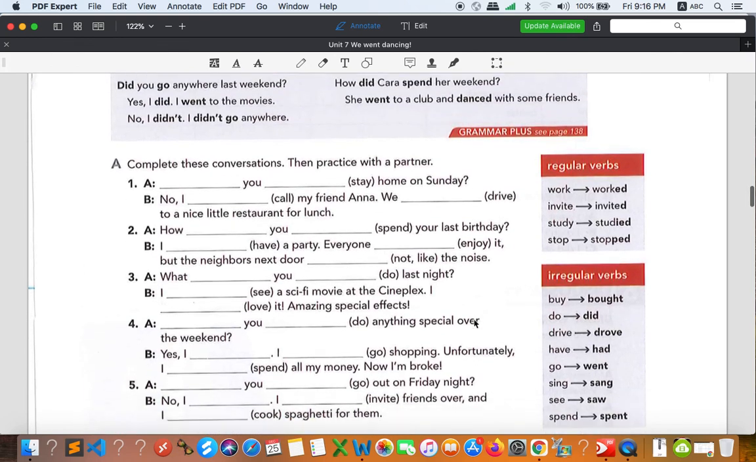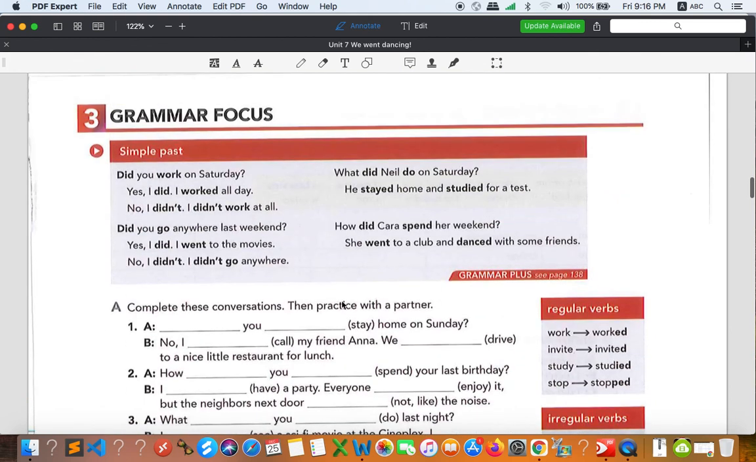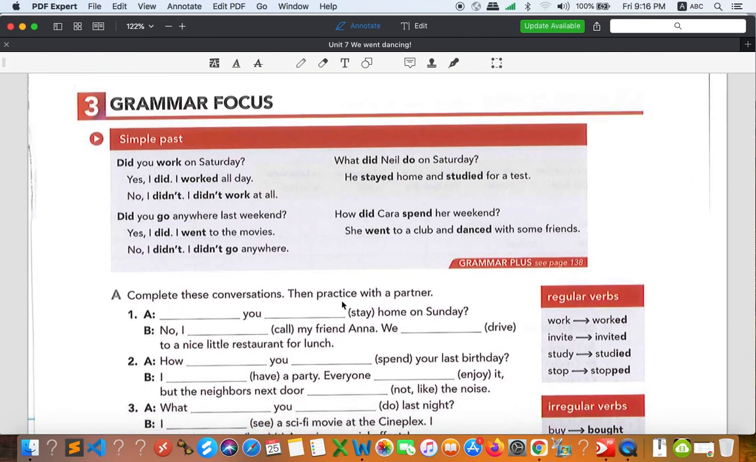All right, so let's do this exercise, and next session I will give you the answer for this, all right? And if you have any questions about past simple, you can leave me a question in our Telegram group chat.